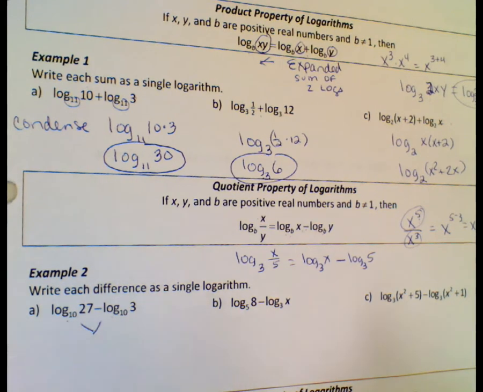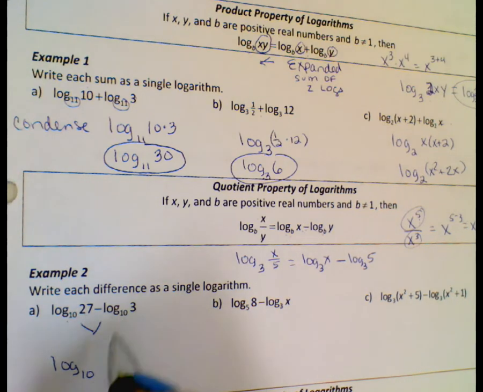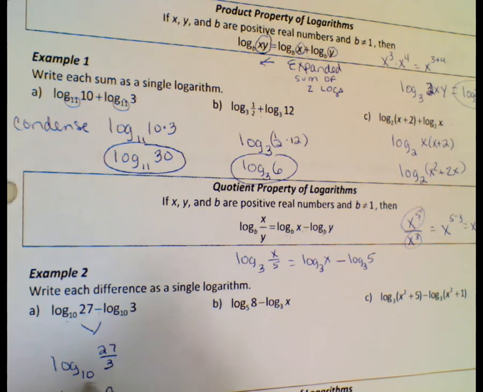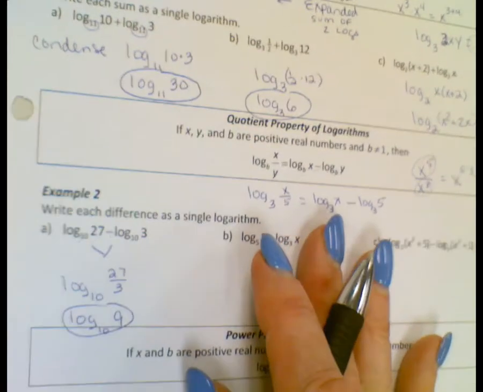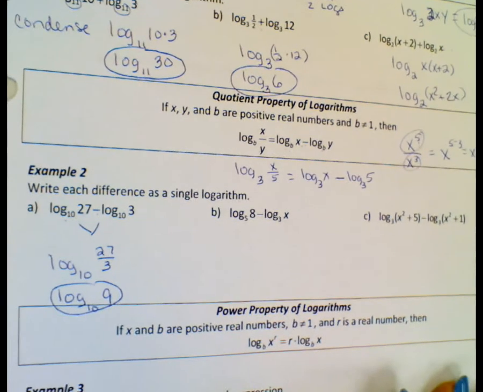So we're going to take this to one logarithm. So the base is 10, so you start with that, log base 10. But instead of 27 minus 3, we're going to do 27 divided by 3. So when you see subtraction, you're really dividing. So your answer is log base 10 of 9. And that's, oops, can you not see that? Log base 10 of 9.